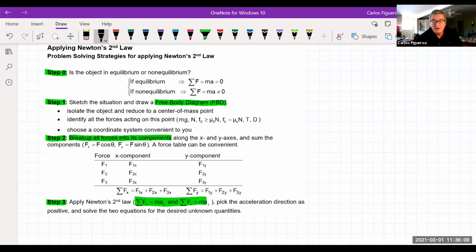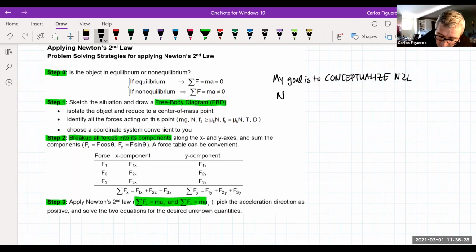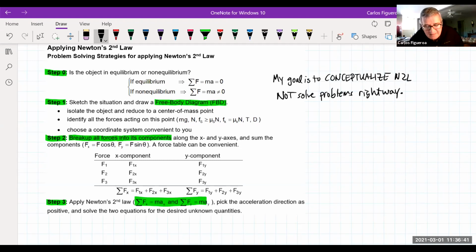And so what I really want to focus on is that my goal is to conceptualize N2L, not solve problems right away. And let me tell you, without any doubt, step 1 is the most important thing.